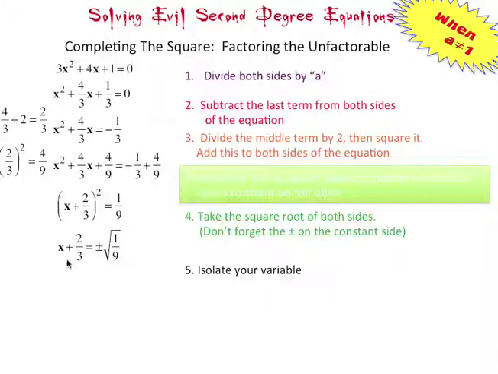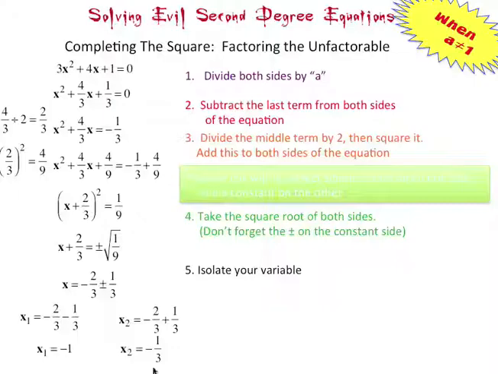All right, so to isolate the variable, subtract 2/3 from both sides. x is equal to negative 2/3 plus or minus 1/3. Okay, and this we can totally work out. So negative 2/3 minus 1/3 is negative 3/3, which is negative 1. And then we have an x1 and we have an x2, which is going to be negative 2/3 plus 1/3, which gives us negative 1/3. All right, so we end up getting negative 1 and negative 1/3.